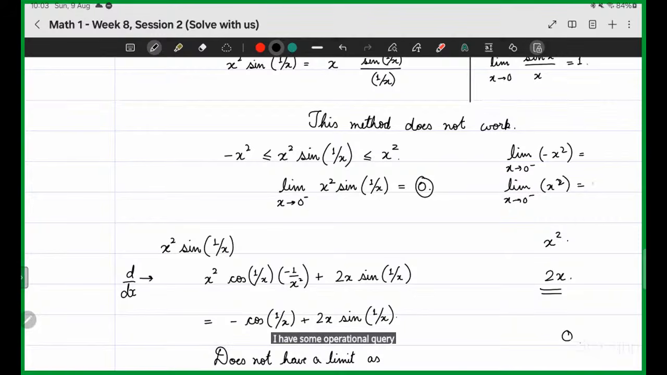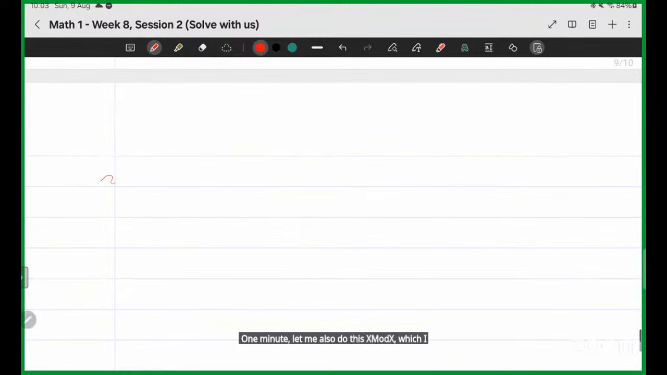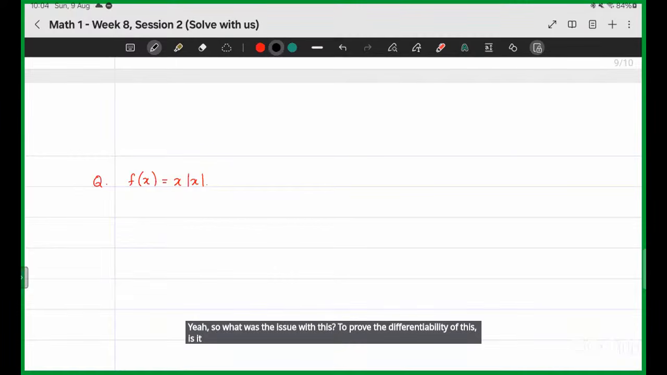Let me also do this x mod x, which I had said that I would do. I hope the person who asked the question x mod x is here. Yes, sir, I'm here. So what was the issue with this? To prove the differentiability of this, or to check the differentiability with first principle?